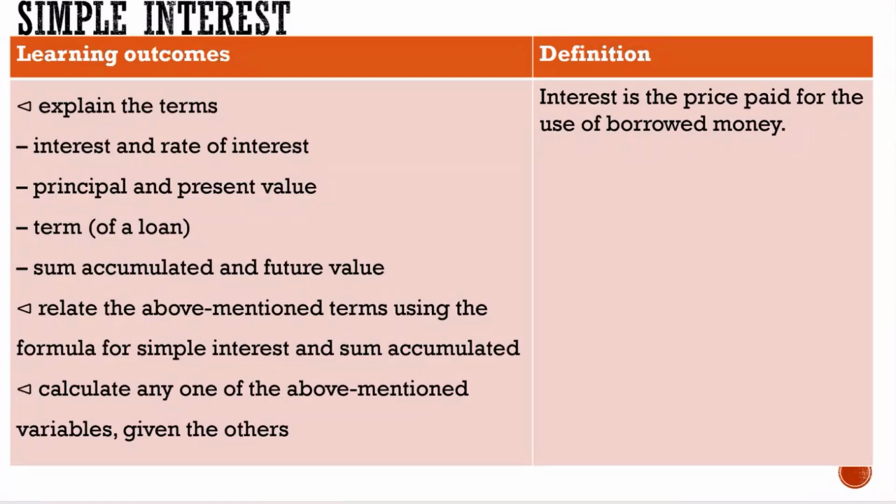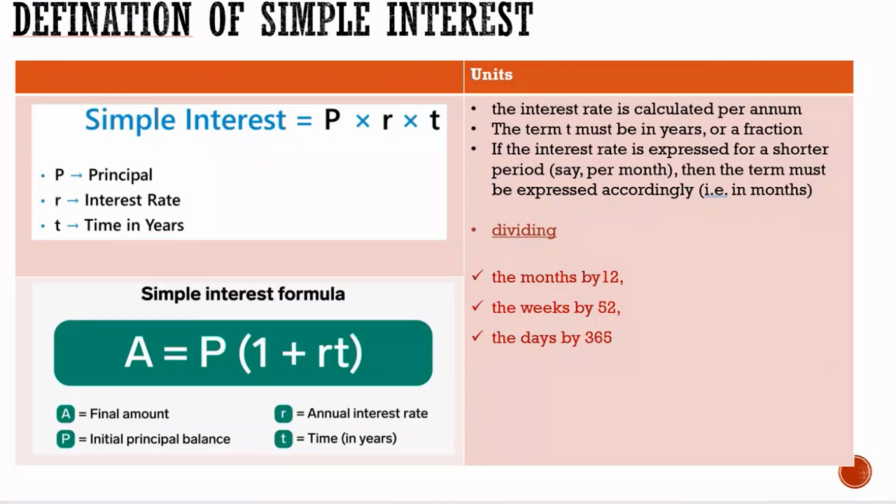Okay, there is the principal and the principal value. There is a term of a loan, whereby you are looking for the time for which your loan or your investment is running. And also we've got what we call a future value or the sum accumulated. So what we'll be doing today is looking at how we calculate these aspects. Most of the time, even if you go to Google, you find that the simple interest is described in this form.